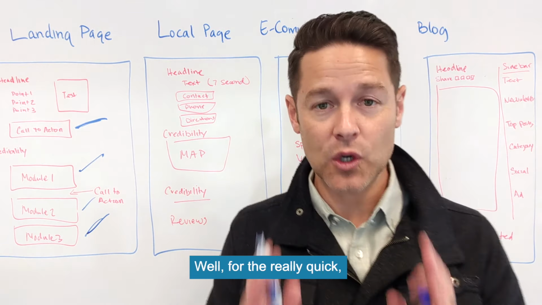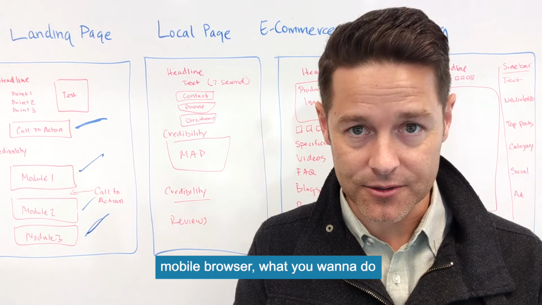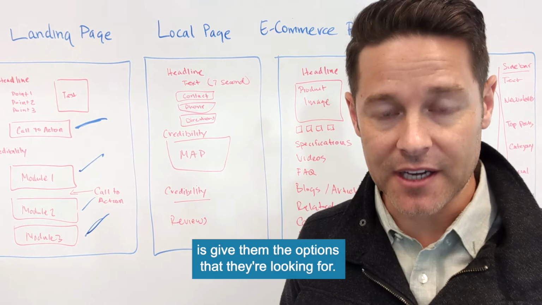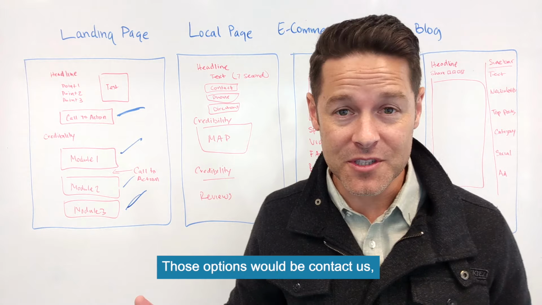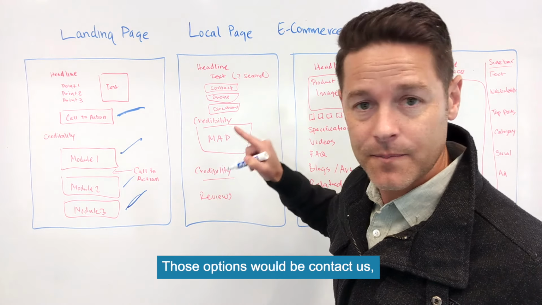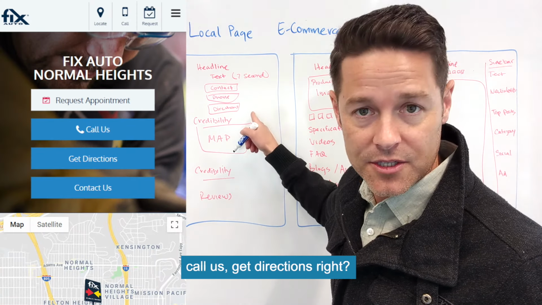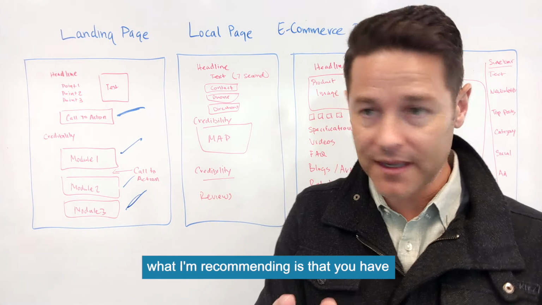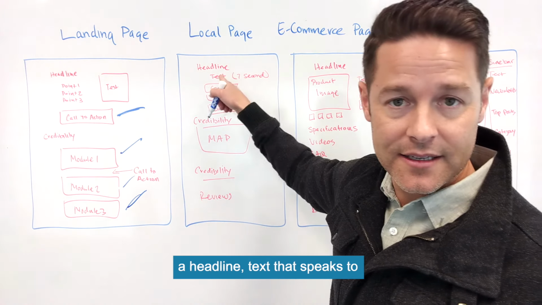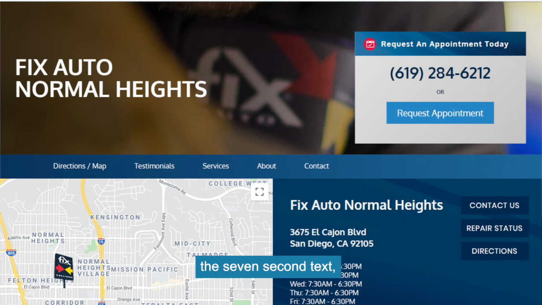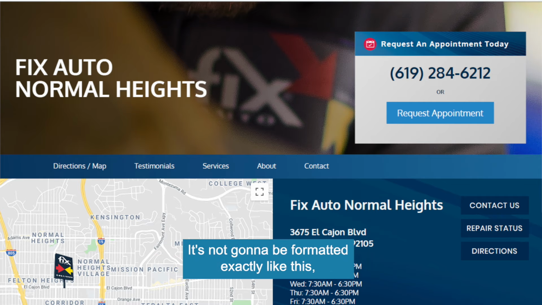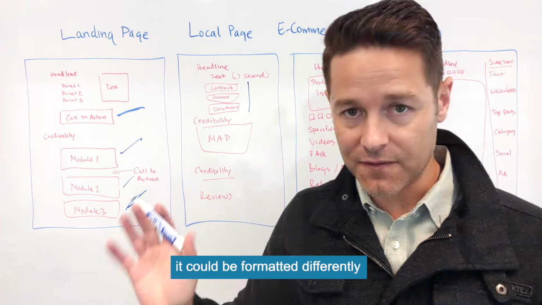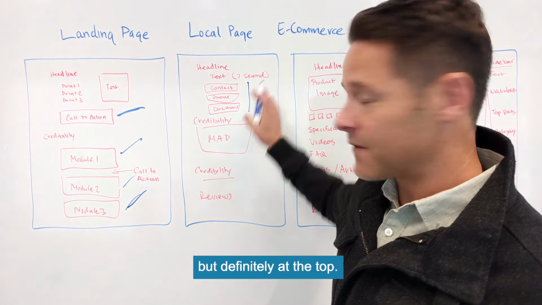Well, for the really quick mobile browser, what you want to do is give them the options that they're looking for. Those options would be contact us, call us, get directions, right? So within a specific local page on mobile and desktop, what I'm recommending is that you have a headline, text that speaks to the 7-second test, and then has a couple quick calls to action, whether you're on mobile or desktop. It doesn't have to be formatted exactly like this. It could be formatted differently and designs can be different, but definitely at the top.